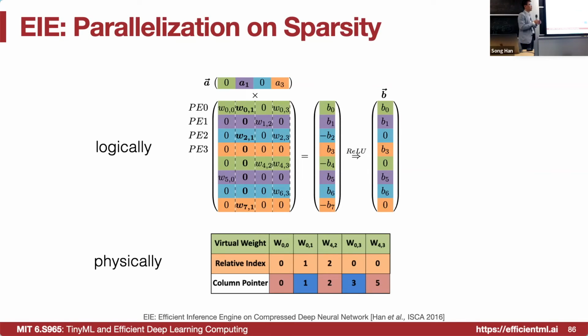And now you understand why the memory saving is less than 10x if you prune by 90%, because you have this metadata to store, not only those non-zero weights.